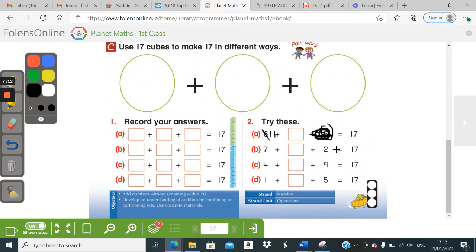Okay, do the same with B. 7 plus 2 equals 9. Get rid of the 2 altogether. Cross that 7 out. Put that 9 in there. 9 plus something equals 17. If you want to work with extra numbers, you can, but this is the easiest way.